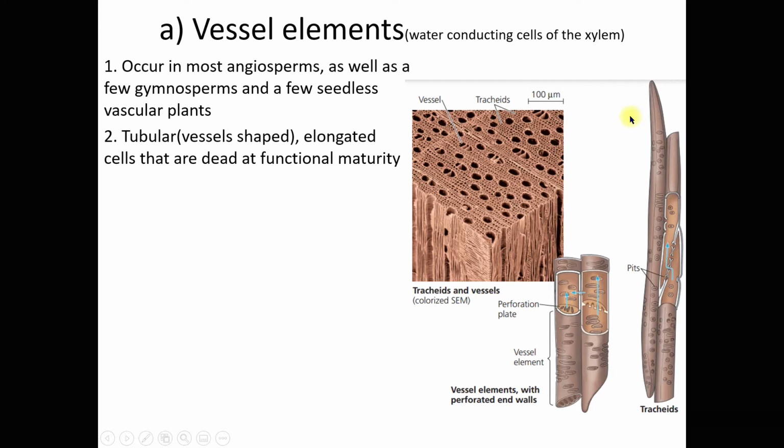Then elongated cells that are dead at functional maturity, meaning to say, at maturity, these vessel elements are dead cells. They don't have a nucleus, they don't have cytoplasm. They just have empty spaces. So, these empty spaces are the spaces where the water is being conducted or transported or carried. Can you see? Vessel shape.